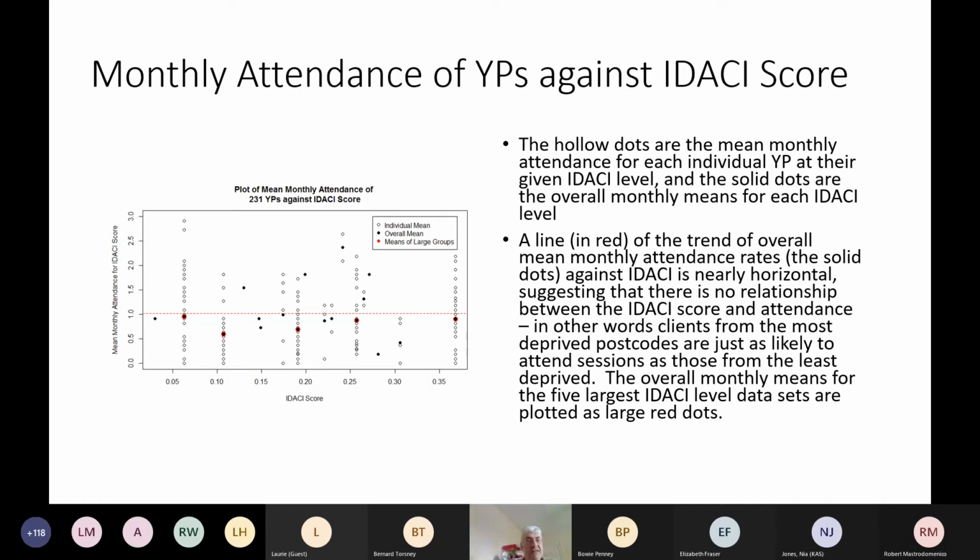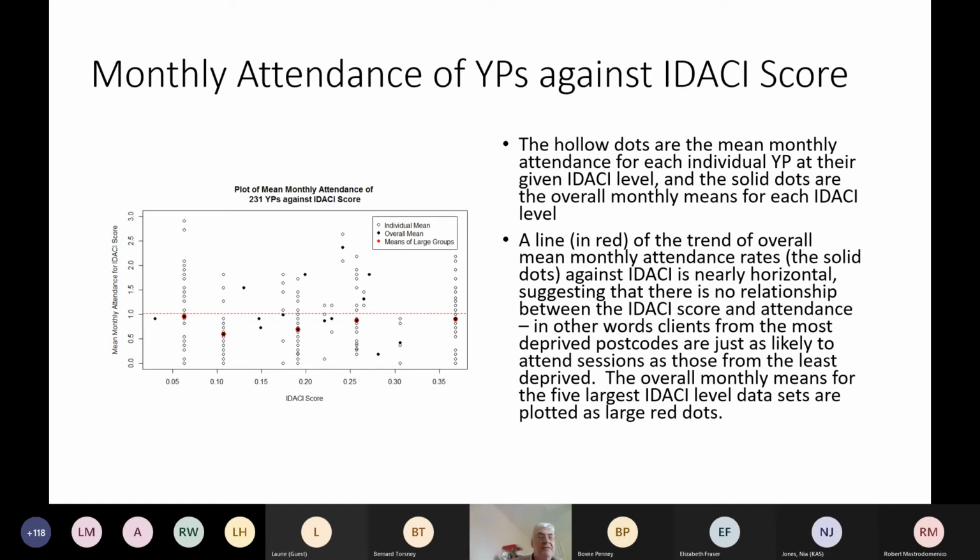And what's very clear here is that there is no trend, that it's horizontal. What this means is that the monthly attendance of young people is independent of IDACI score. In other words, the level of deprivation seems to have no bearing whatsoever on the number of times a young person turns up at a youth centre. Now, some of the data sets going across for the IDACI values are very small. There's only 1 or 2 people in them. So I took the 5 largest sets, and took those means, which are the large red dots. And you can see they are more or less all on the same level.